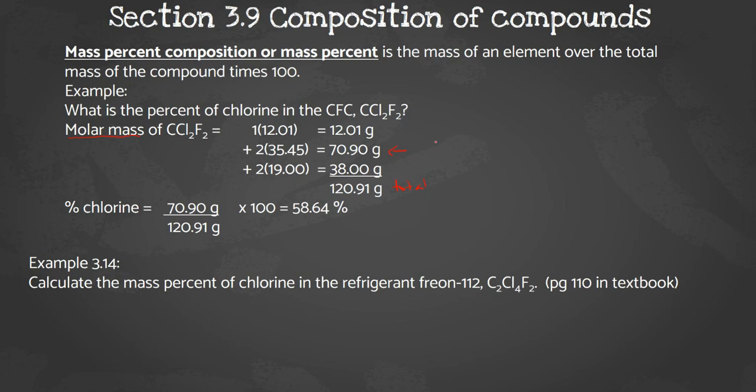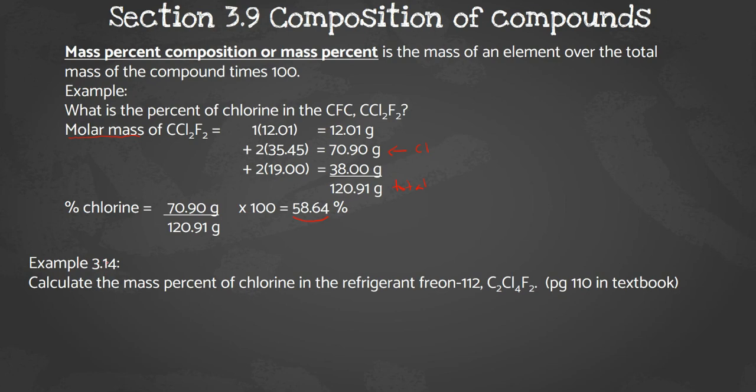This is just the mass of the chlorines. Okay, the chlorines that were in there weigh 70.9 grams. So we put the 70.9 over the total times 100. It's 58.64% chlorine. They could have asked us for the percent carbon and the percent fluorine, and we would just take the parts of them and put it over the total, like 12.01 over 120.91 times 100, but it didn't ask for that. Okay, so we're not going to do those.